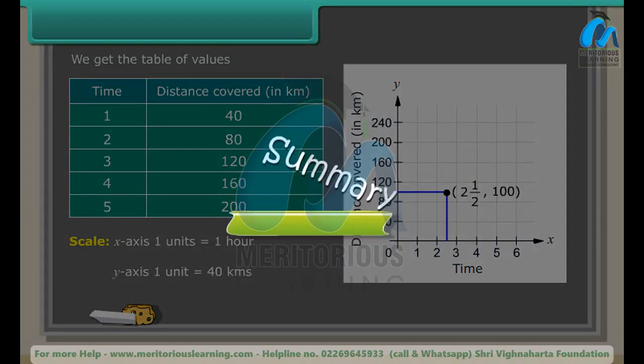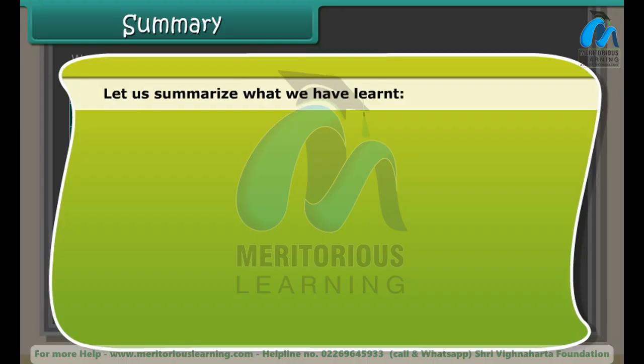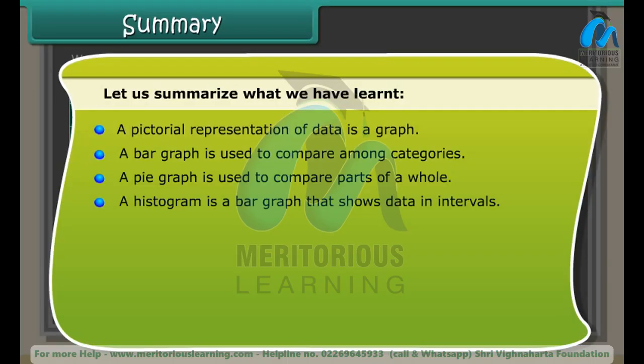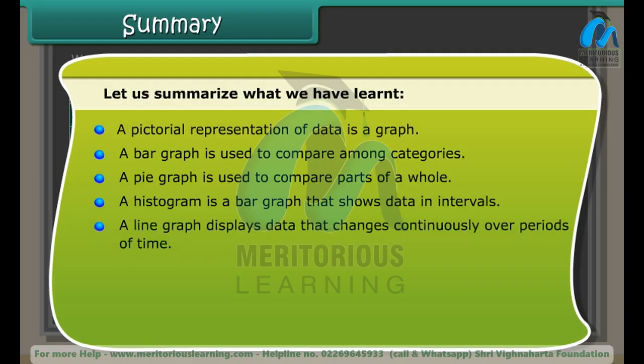Summary. Let us summarize what we have learned. A pictorial representation of data is a graph. A bar graph is used to compare among categories. A pie graph is used to compare parts of a whole. A histogram is a bar graph that shows data in intervals. A line graph displays data that changes continuously over periods of time. A graph is obtained by joining the plotted points in a line.